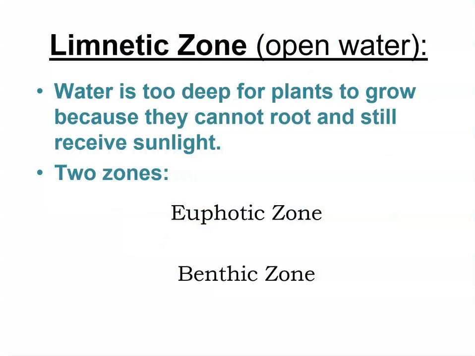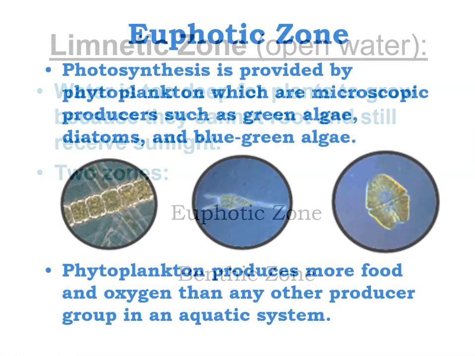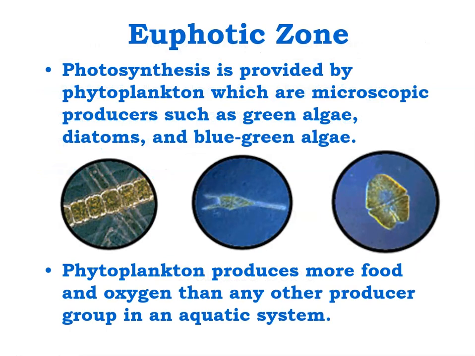Okay. Then you move out to the limnetic zone, the open water zone. Here the water's too deep for plants to grow because they can't root and still get sunlight. So we're out beyond where sunlight reaches the bottom of the lake. Okay, and you've got a euphotic zone and a benthic zone. The euphotic zone does still have a lot of photosynthesis taking place, and this is coming from plankton. So phytoplankton like blue-green algae, which is what you see here, regular diatoms, green algae. This is green algae, this is blue-green algae, and diatoms.